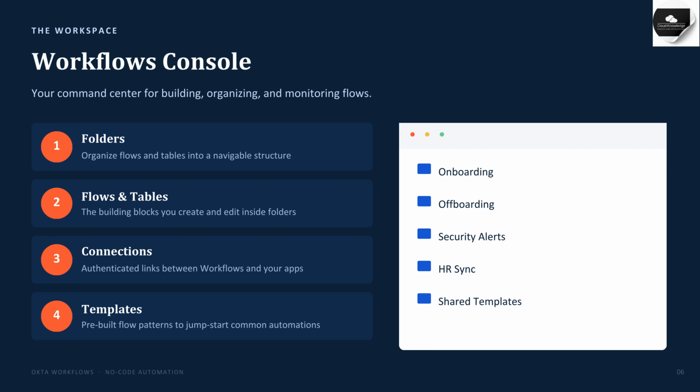Let's tour the actual workspace. The console is your command center for building, organizing, and monitoring flows. 4 core pieces. Folders. Organize your flows and tables into a navigable structure, like onboarding, offboarding. Flows and tables, the actual building blocks you create and edit inside those folders. Connections, the authenticated links between workflows and your apps, like security alerts or HR sync connections. Templates, pre-built flow patterns to jumpstart common automations, so you're not always starting from zero.